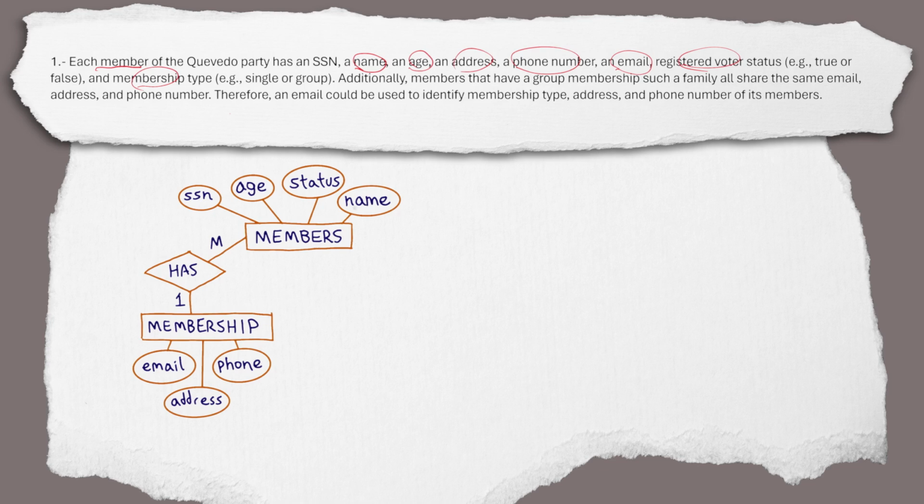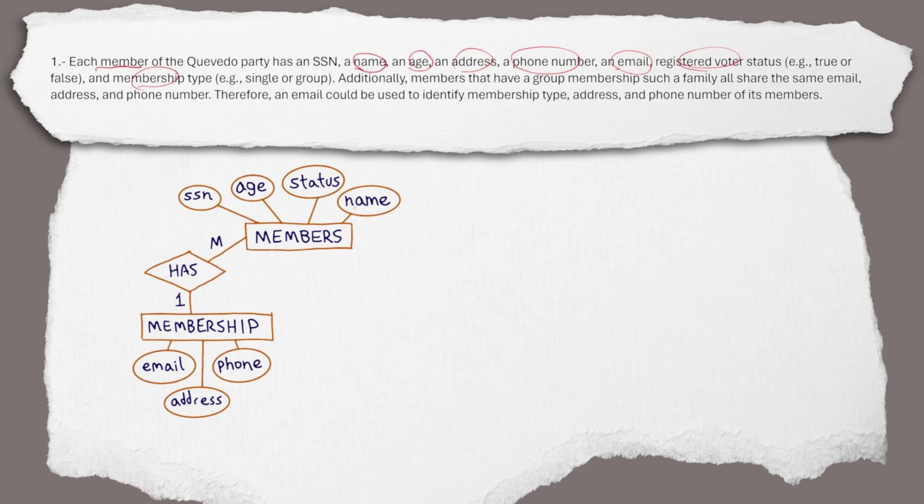Name, age, address, phone number. Now email is in the membership type. And then the status, good. So we got all the information. So look at how the second sentence in this paragraph helps us to identify that the membership is actually going to be a relationship. So later, if we need to identify members that belong to the same group, we're going to have to derive the information from the membership set.